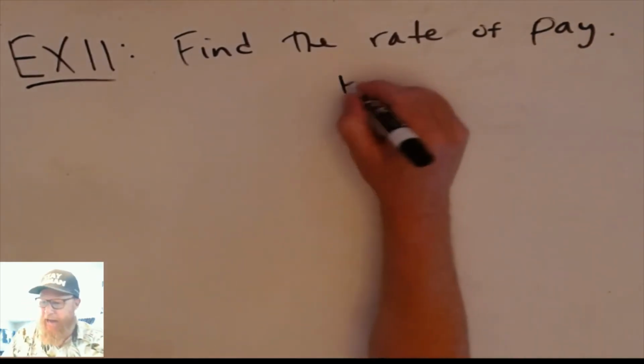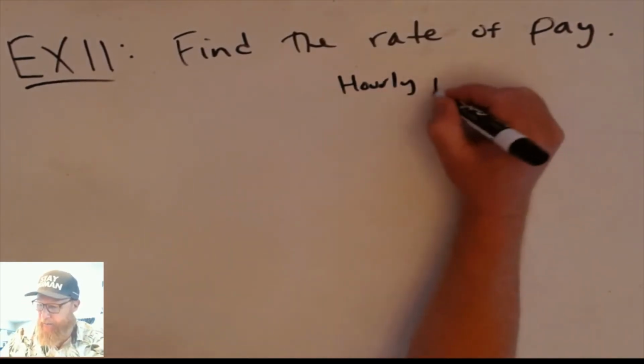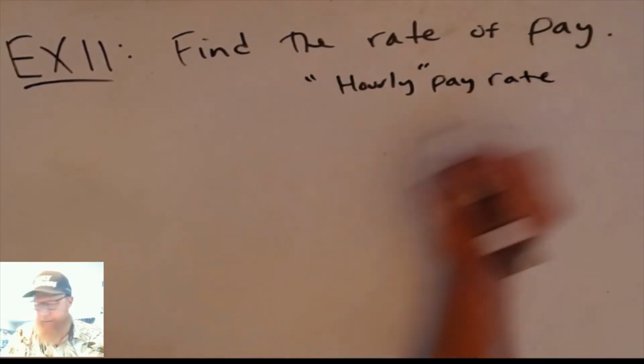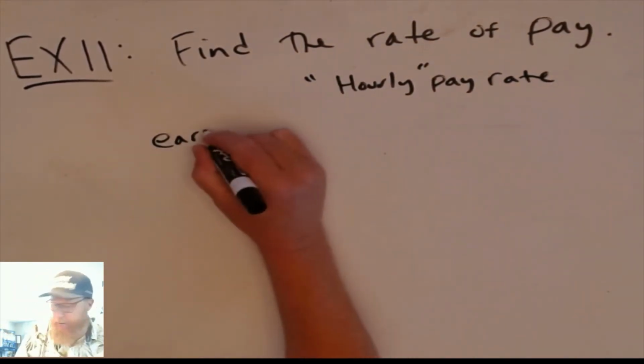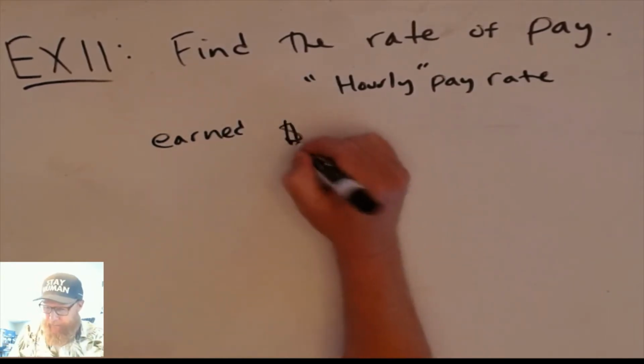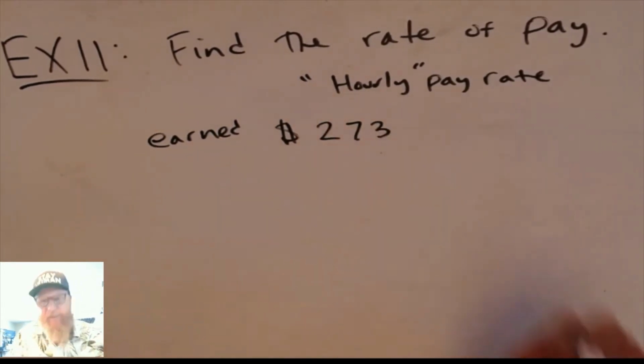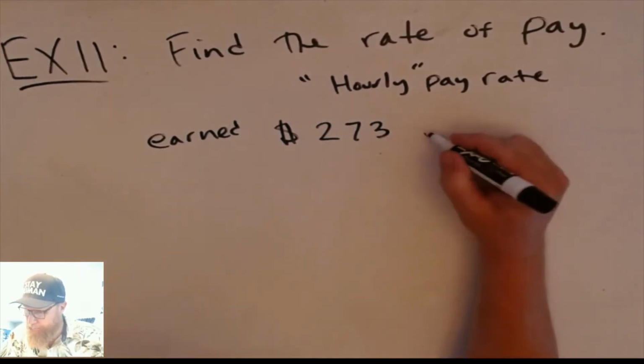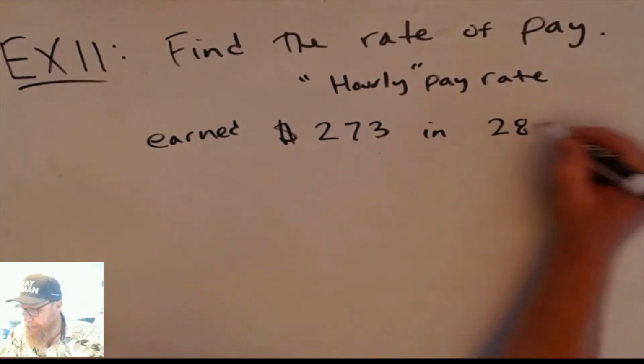Or what's called the hourly pay rate. In this example, I'm doing the hourly pay rate. So suppose you got a check for $273 for working 28 hours.